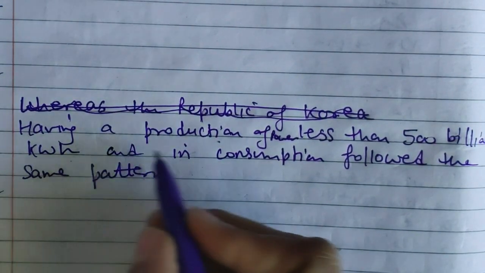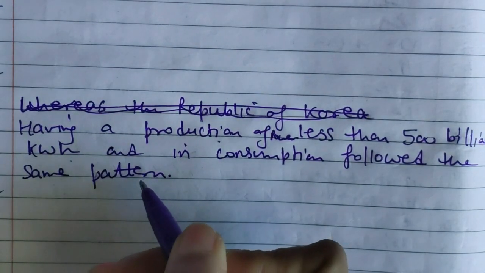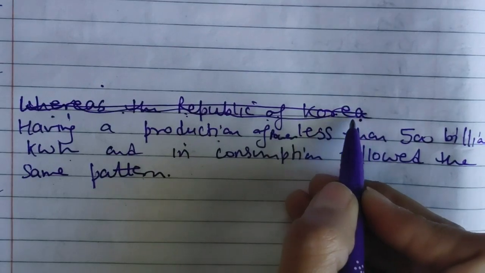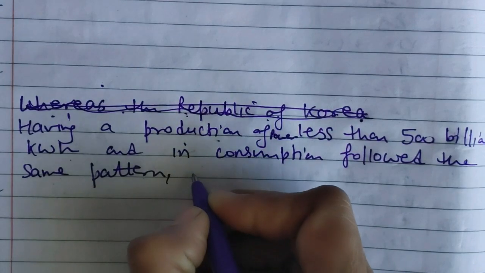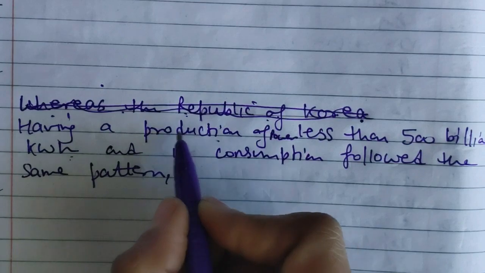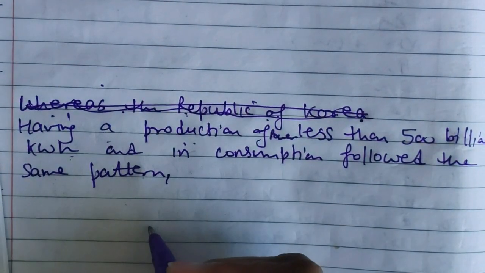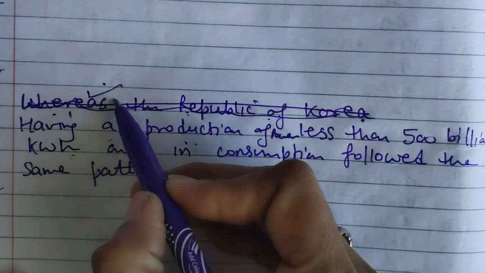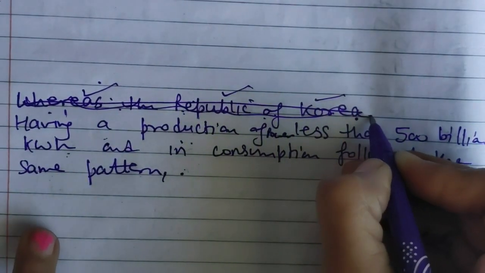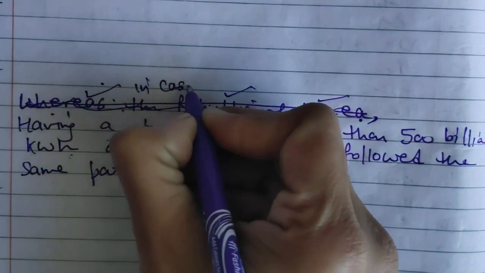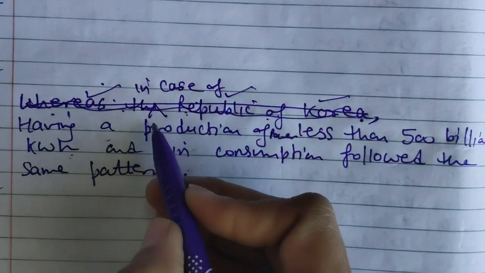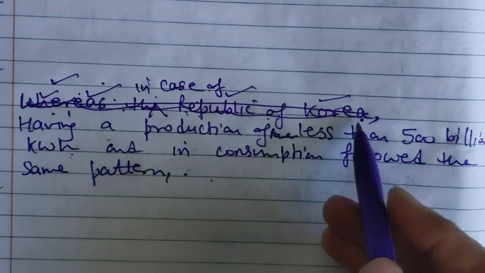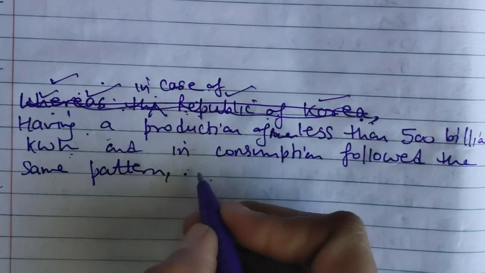So but having a production, so the country's name, whereas the Republic of Korea. How can we start the sentence? Having a production that we have discussed. As we know we are discussing this Korea, but how are we going to continue it? In case, okay, let's keep it here. Whereas in case of Republic of Korea, this is the correct thing, so please don't mind it, I have cut it and then I'm just saying it. Yes, in case of Republic of Korea having a production, comma, it will come, having a production of this followed the same pattern.